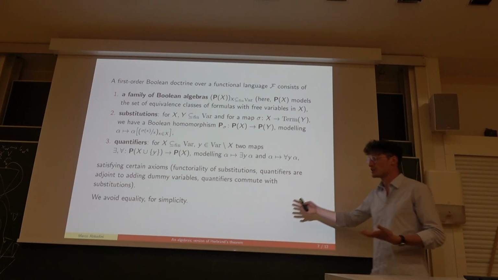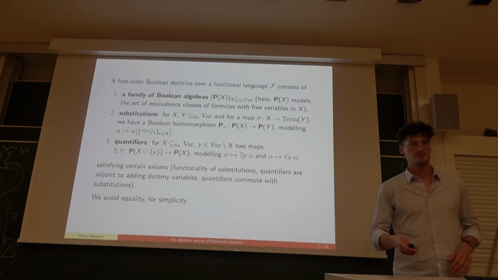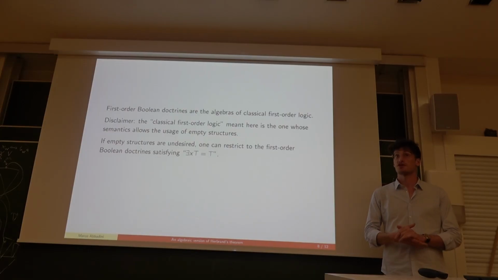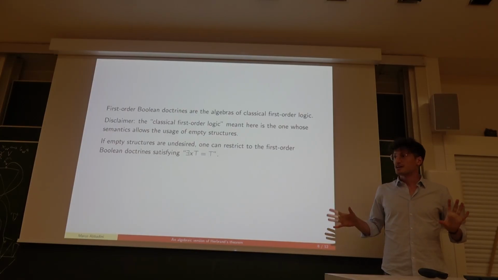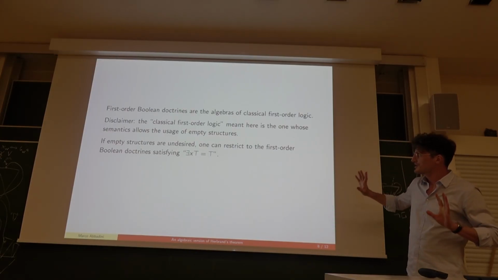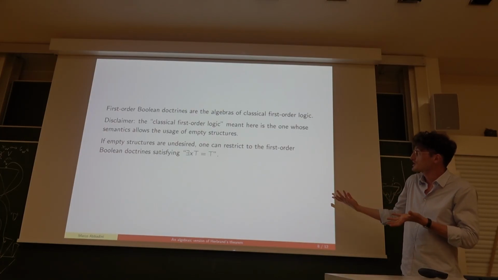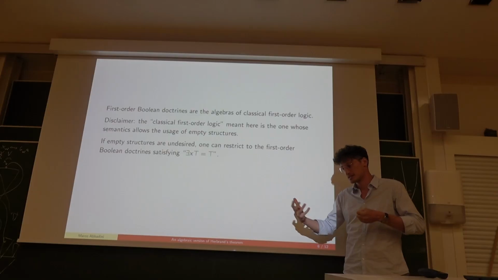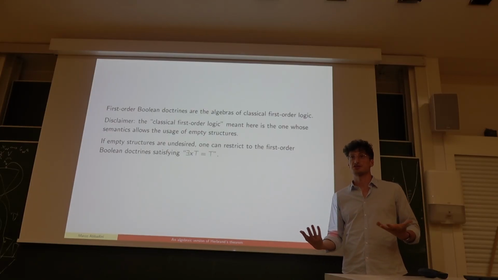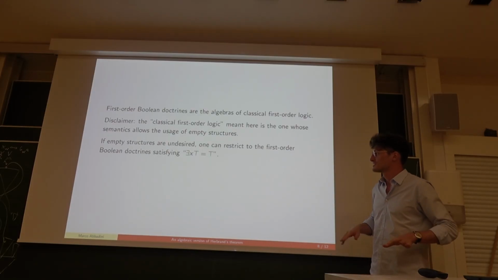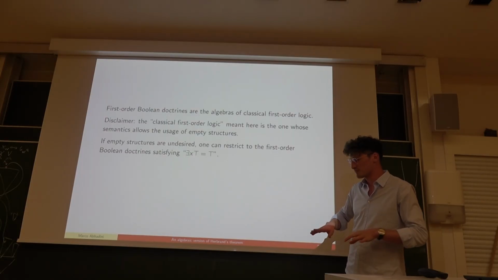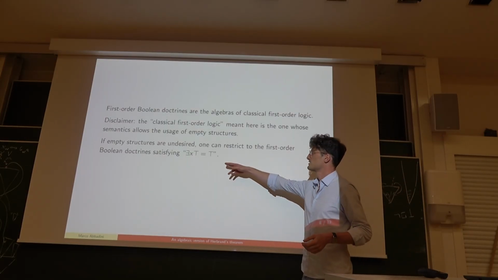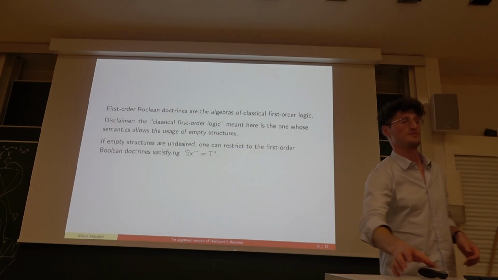And if you want the equality, you can add it, but let's not take it for simplicity. Okay, and first order Boolean doctrines are the algebras of classical first order logic. And here, as a disclaimer, we mean the logic whose semantics allow the usage of empty structures. But if you don't want empty structures, then you can restrict to the first order Boolean doctrines which satisfy that exists x is top.